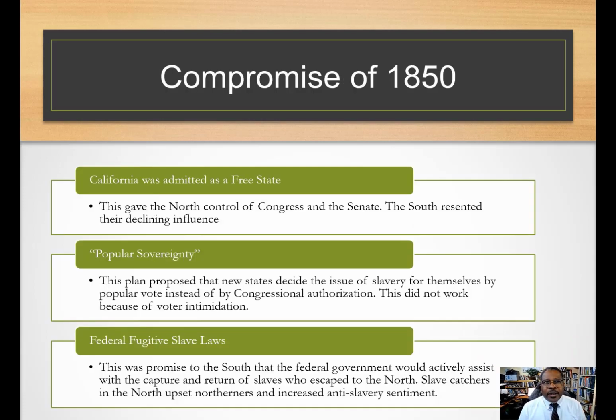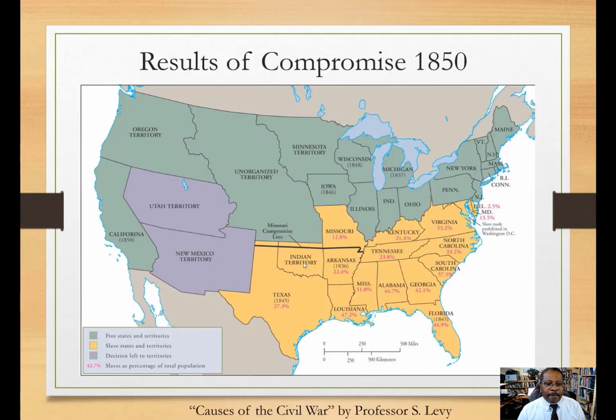Now, there are political efforts to try to prevent the escalation of this conflict from erupting into all-out war, and all of those efforts failed. And this is why you have the Compromise of 1820, and here we're talking about the Compromise of 1850.